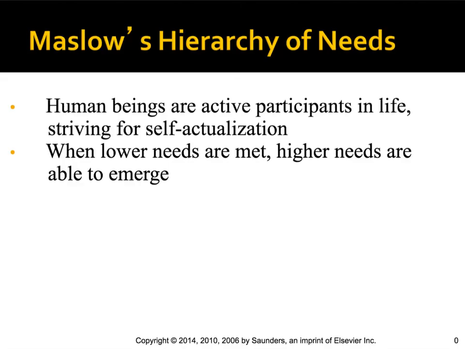And remember Maslow's hierarchy of needs, saying that humans are striving to be participants in life and striving for self-actualization. And remember, that was at the very tip top of the triangle. And so we have to work our way up. So the most important thing right now is meeting our needs. And when those are met, then we move on to the next level. So the emphasis is on human potential and our patient's strengths.